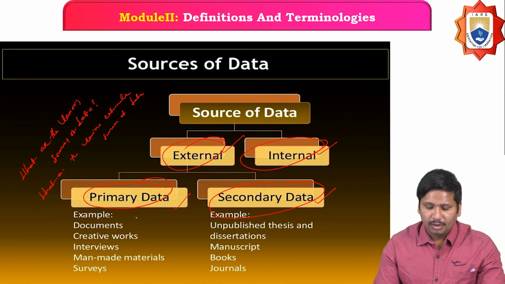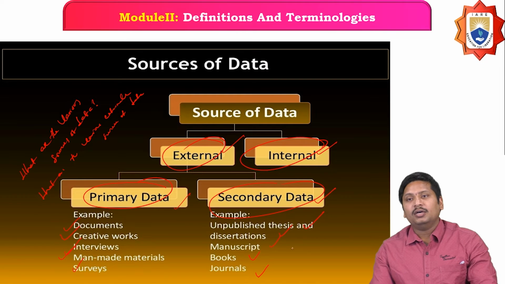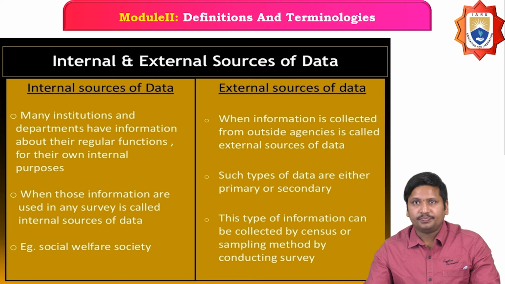At that time, what we have to do is specify this primary data and secondary data. The primary data examples will be documents, creative works, interviews, man-made material things, and surveys. These are some of the examples of this primary data, and secondary data will be unpublished theses, and then dissertations, manuscripts, and then books, and then journals. So these are some of the different types of techniques by which we can extract this secondary data: unpublished thesis, manuscript, books, journals. So these are all second-hand sources, right? All this comes under secondary data.